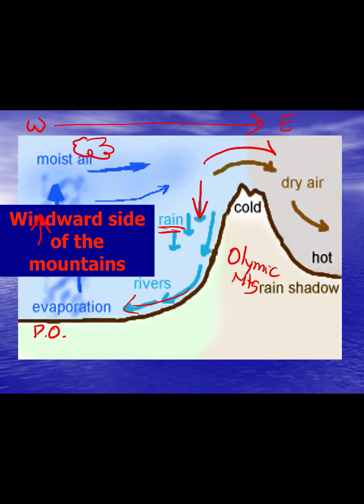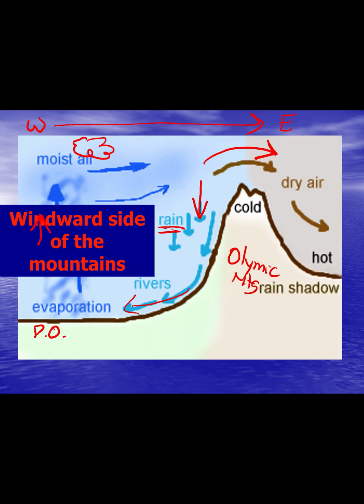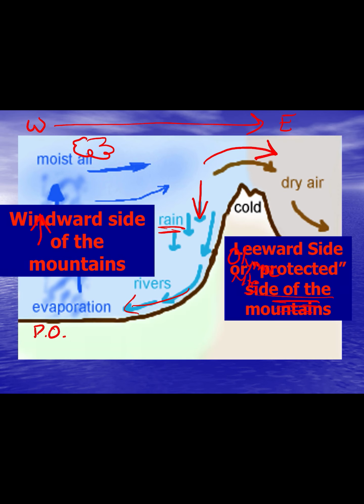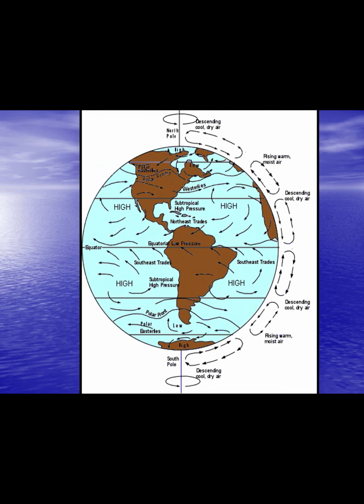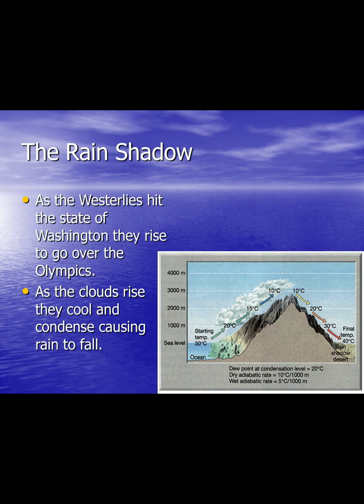As these clouds go over the top of the Olympics, they have less moisture in them. This is what we would call the leeward side, okay? This is the rain shadow side, okay? The leeward side is the rain shadow. So if we're looking at this again, the winds blow right across the North American continent like that, from the west to the east. And this gives us our rain shadow.